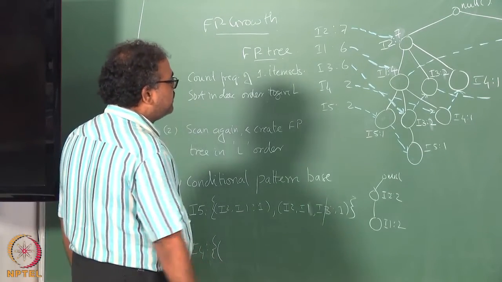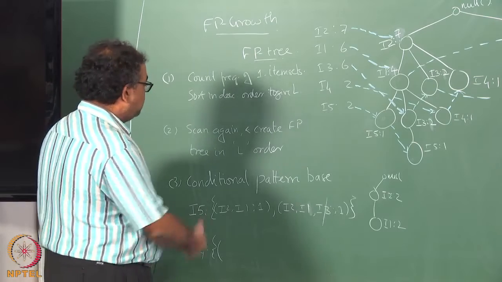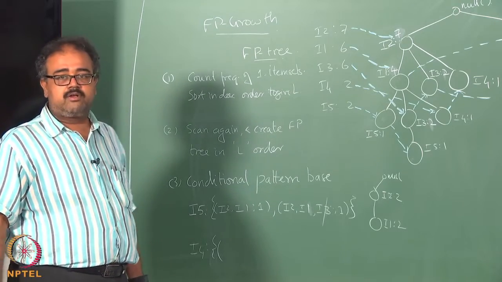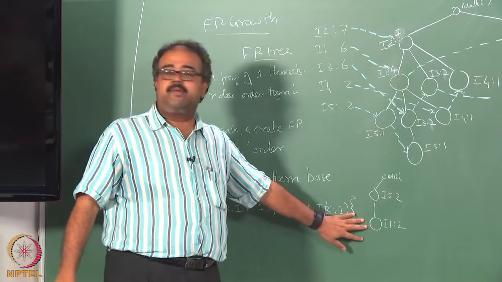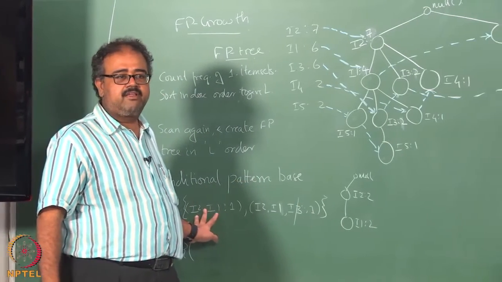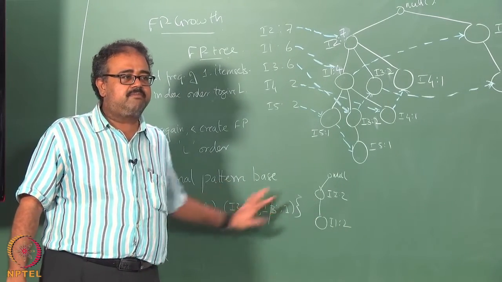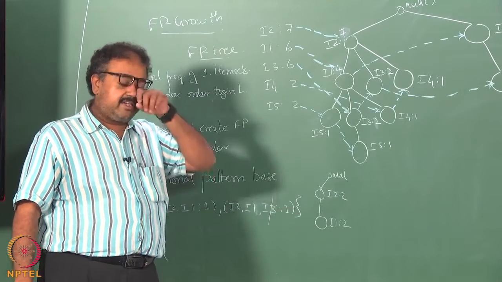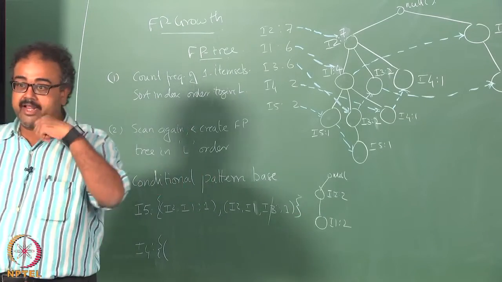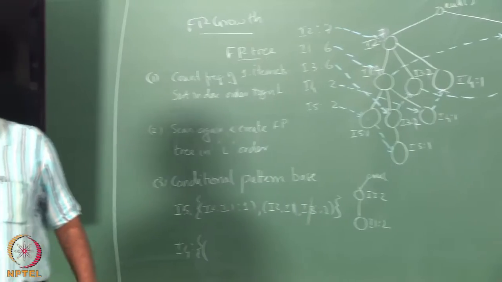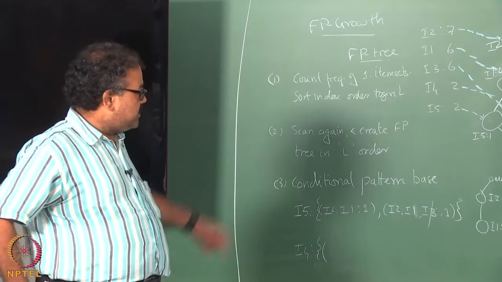So what is the conditional pattern base for I4? This is called the conditional FP tree, okay. This is the conditional pattern base, and the FP tree I construct from the conditional pattern base is called the conditional FP tree, and from the conditional FP tree I can read off the frequent patterns, okay. So what is the conditional pattern base for I4?